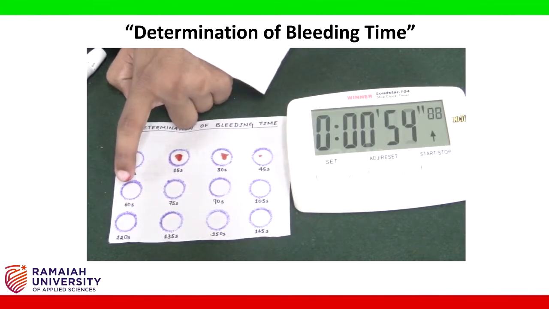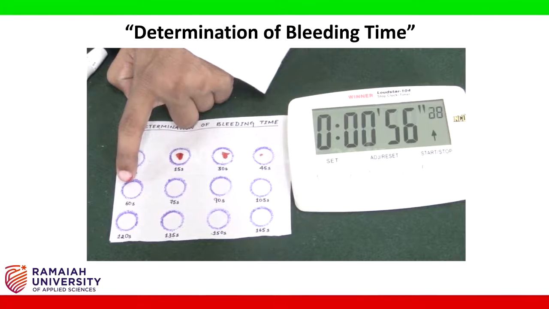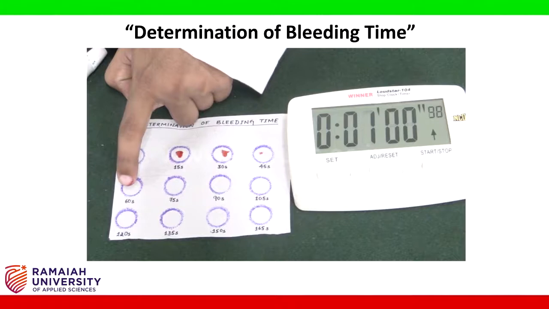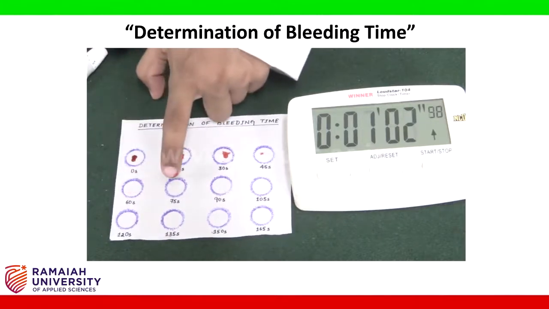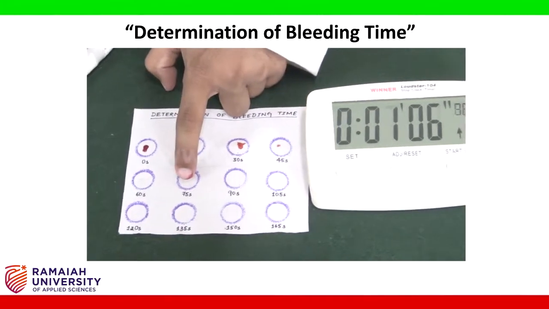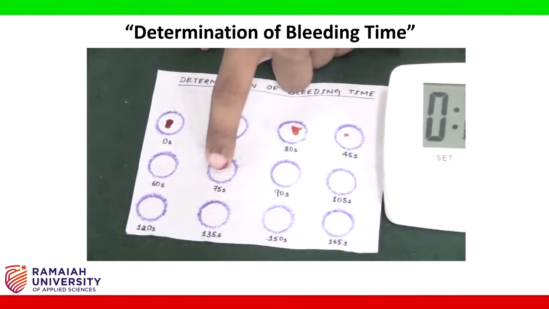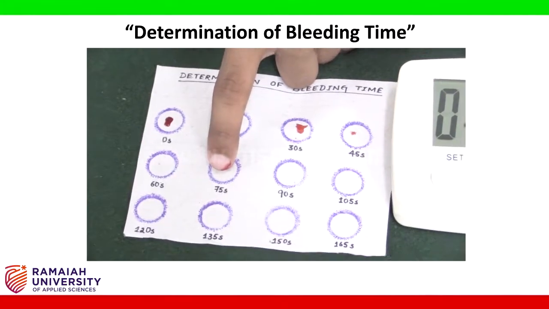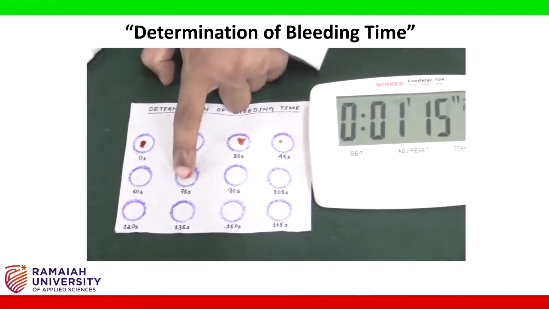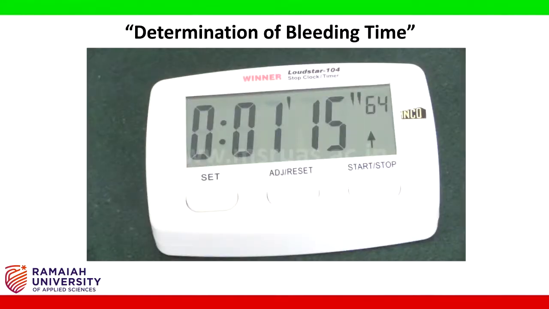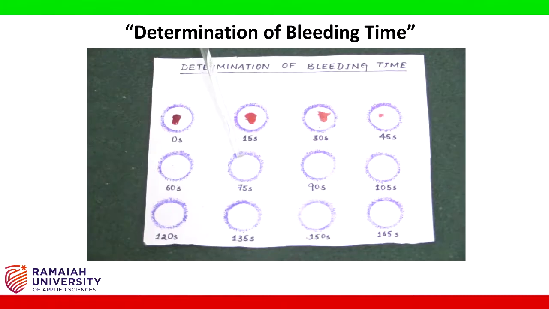When there is no trace of blood, that particular circle will be considered as the end point of this experiment. The bleeding time was found to be 1 minute 15 seconds. This completes the bleeding time experiment.